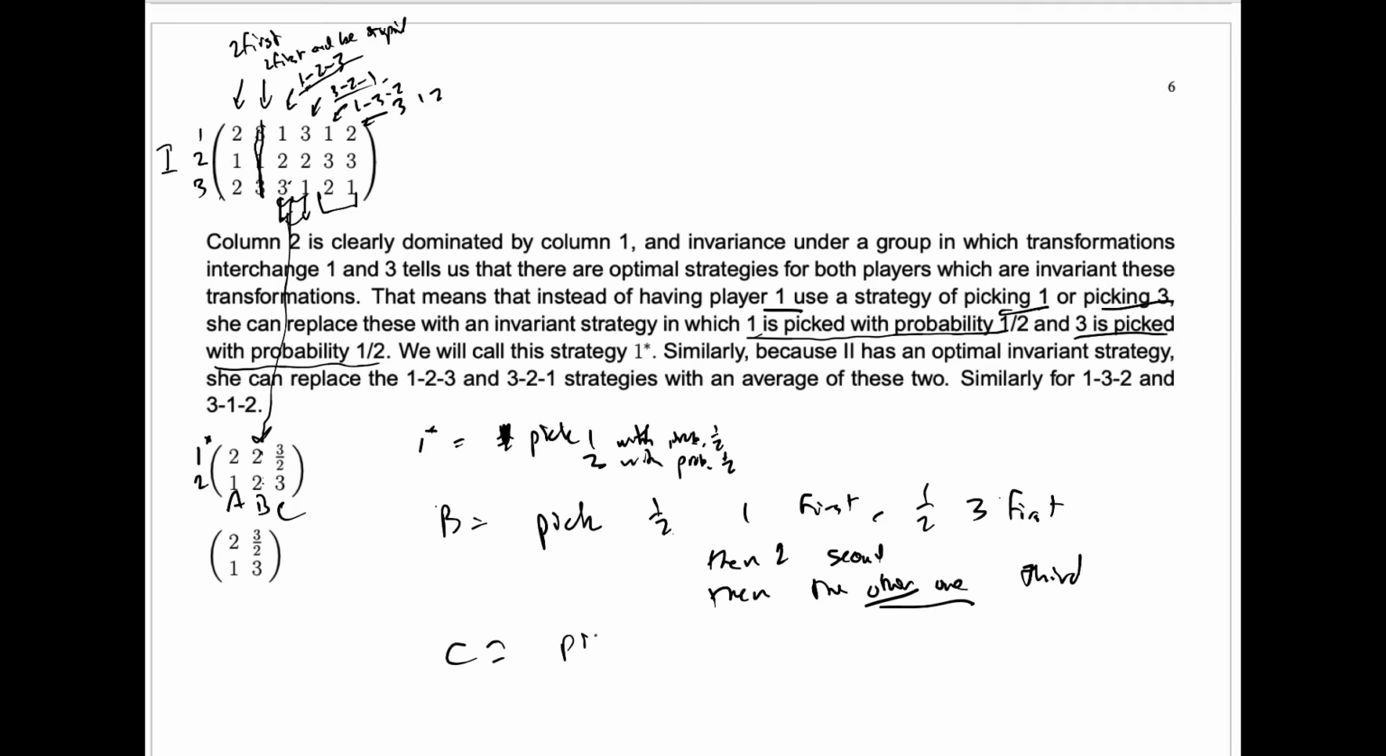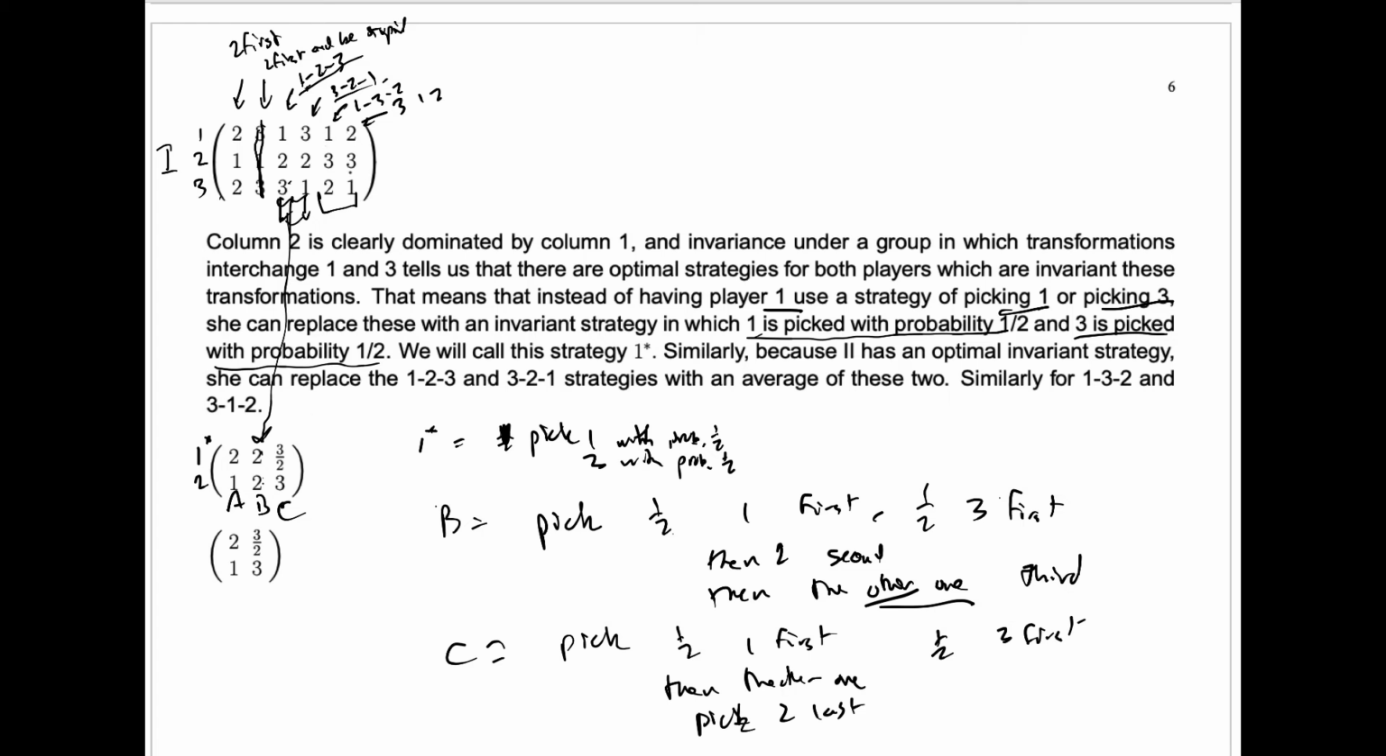In other words, pick with probability 1/2 the 1 first, and with probability 1/2 the 3 first, then pick the other one in the second position, and then pick 2 last. And what are the payouts? What are the payouts here if player 2 uses strategy C, which is the average of these two strategies?